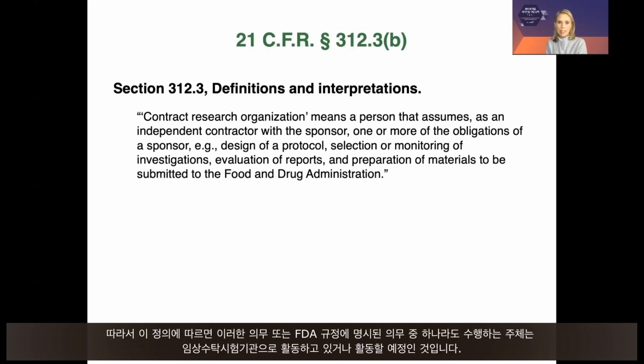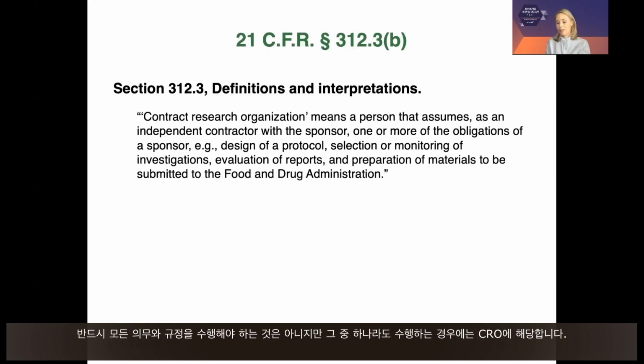So any entity that performs one of these obligations or any of the obligations that are outlined in FDA regulations could be acting or would be acting as a contract research organization under this definition. You don't necessarily have to be performing all of the obligations in the regulations, but if you're performing any of them, in that case, you would meet the definition of CRO.